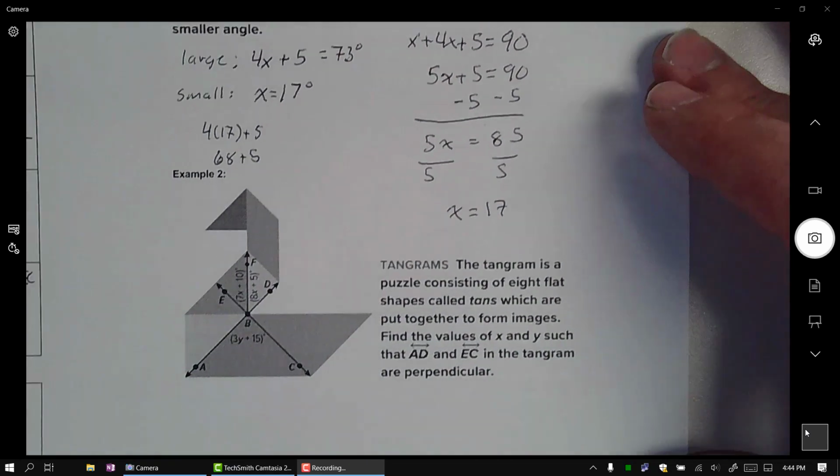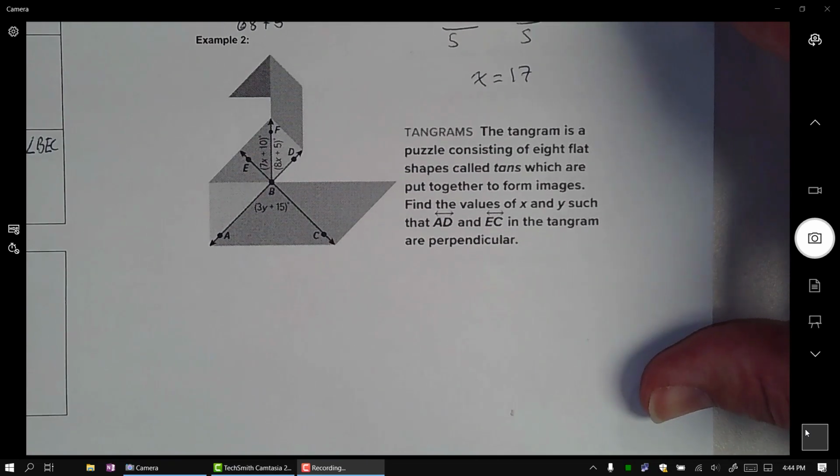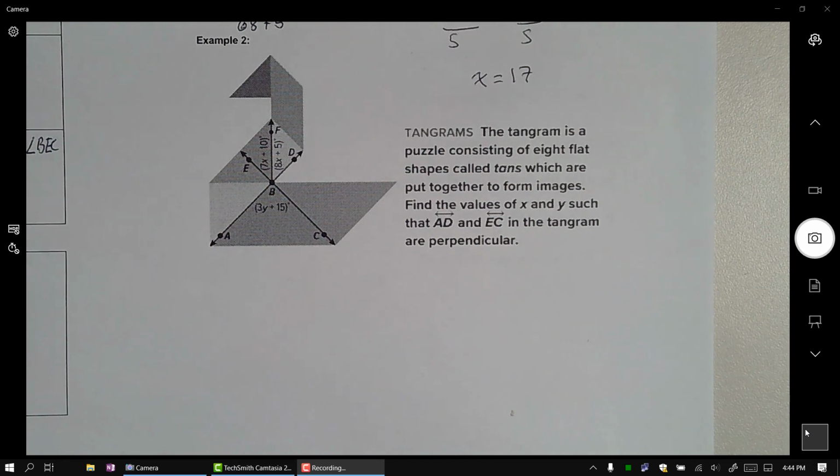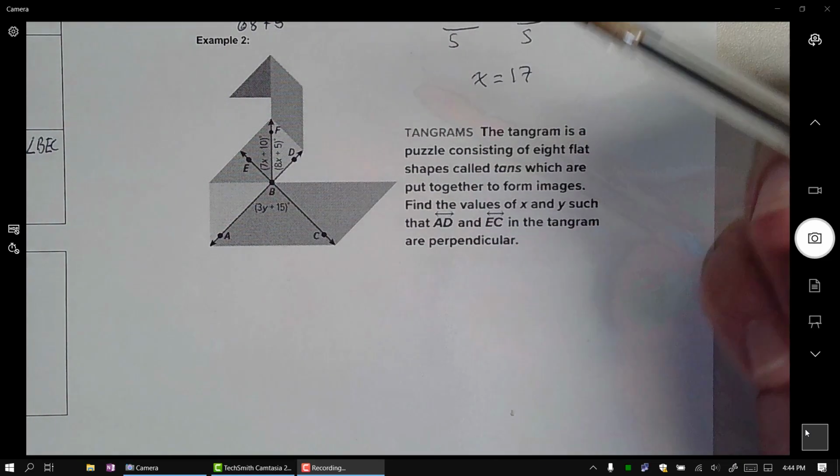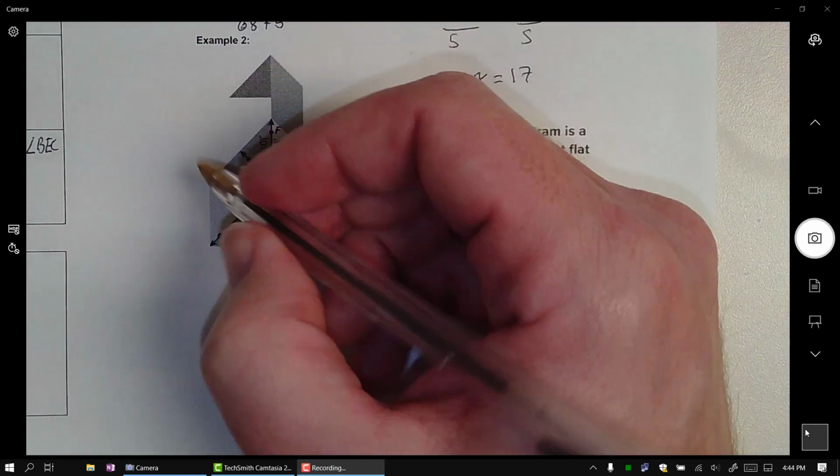Let's take a look at example 2. Example 2 says tangrams is a puzzle consisting of 8 flat shapes called tans, which are put together to form images. Find the value of x and y such that line AD and line EC in the tangram are perpendicular. So line AD and line EC are perpendicular.